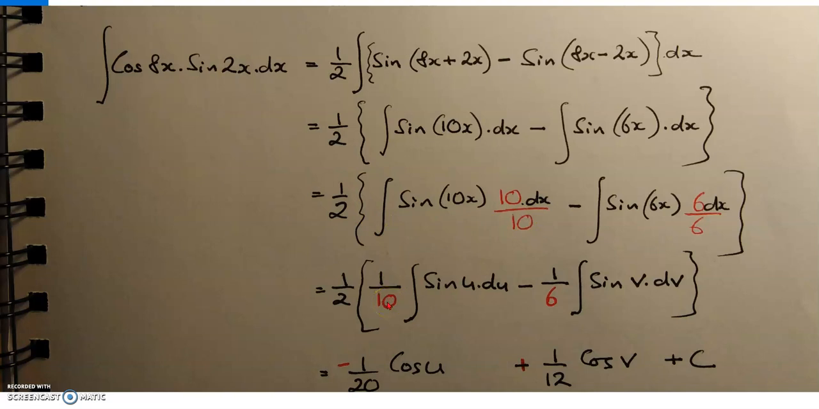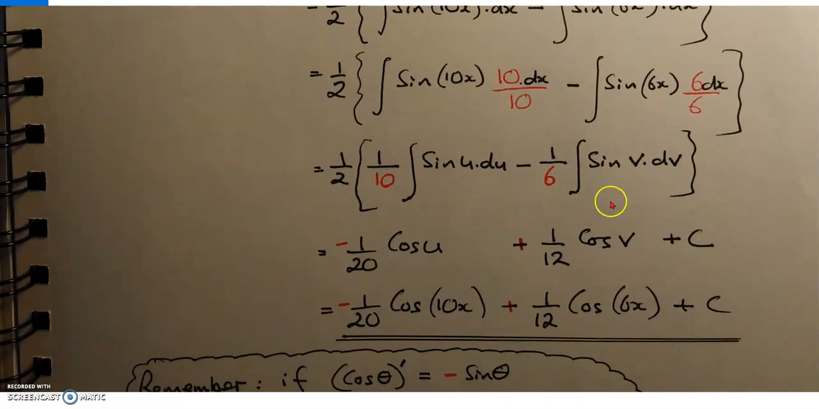Now look what you're left with: something supremely easy. You've got the integral of sine u du, and here the integral of sine v dv. You'll notice this is positive sine u. Now, sine u is the derivative of something. It's from cosine, but you have to be careful, because when you differentiate cosine, you get minus sine. In this case, we've got plus sine.